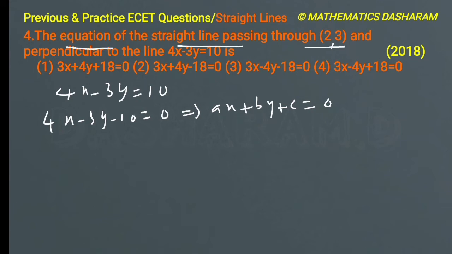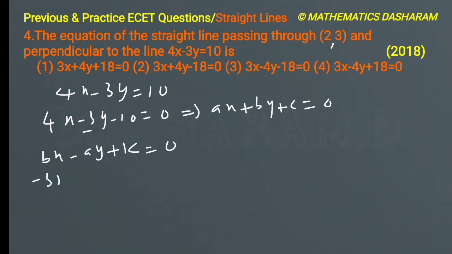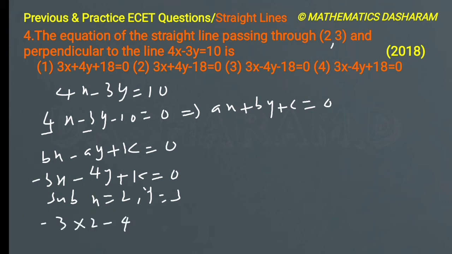A straight line passing through 2 comma 3 and perpendicular to the line. The suitable formula for this is bx minus ay plus k equals 0. So b is minus 3, x; minus a means 4 into y; k is a constant number. So let's find out the constant number. This line is passing through 2 comma 3, so substitute x equals 2 and y equals 3, then you will get the k value. So minus 3 into 2 minus 4 into 3 plus k equals 0, minus 6 minus 12 plus k equals 0.